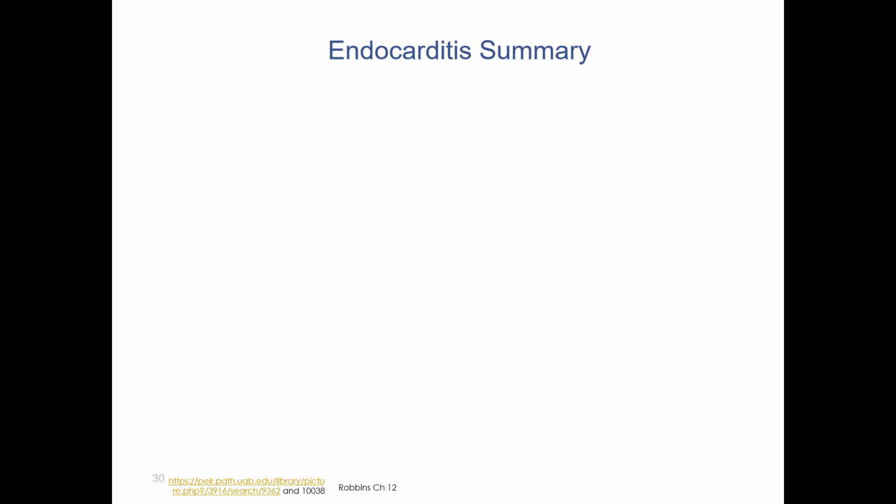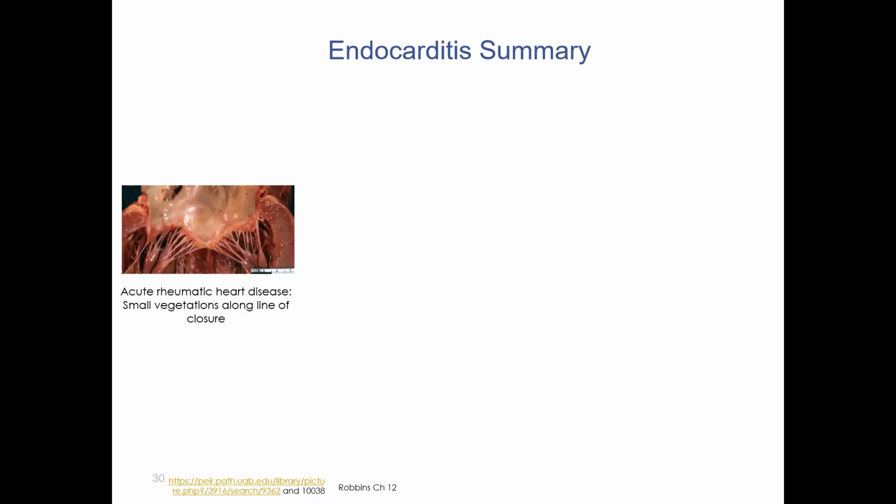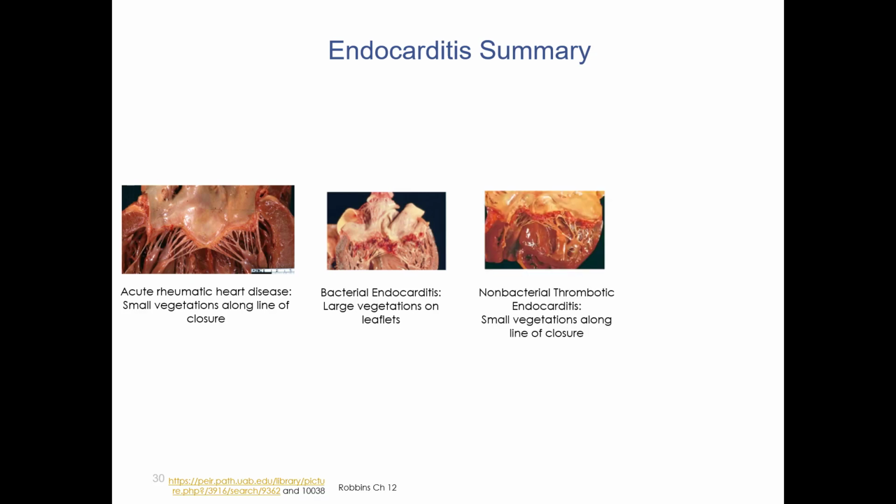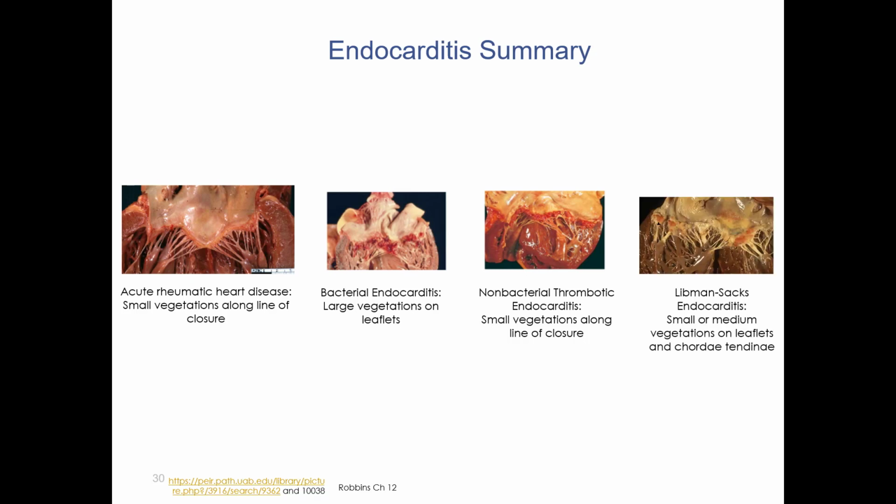Okay, let's do a review of what we've just discussed. First, I have acute rheumatic heart disease, which has small vegetations along the line of closure. Here is bacterial endocarditis, which has large vegetations on the leaflets. Non-bacterial thrombotic endocarditis has small vegetations along the line of closure. Libman-Sacks endocarditis has small or medium vegetations on the leaflets and the chordae tendineae. Please note that there is, of course, some overlap in the appearance of these different types of vegetation. The clinical history will, of course, help you distinguish some of these. Also, in clinical situations, laboratory studies may also help you distinguish among these different entities.